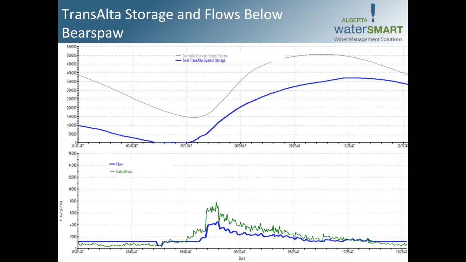TransAlta empties out, the flow drops to natural flow, and it doesn't come back up to the 1250 CFS until natural flow comes up, and TransAlta has little blips in here. You can't see it because of the scale, but there are little blips where TransAlta actually gets a little bit of water, but again, they have to let it go right away based on the model rules, which can be changed.